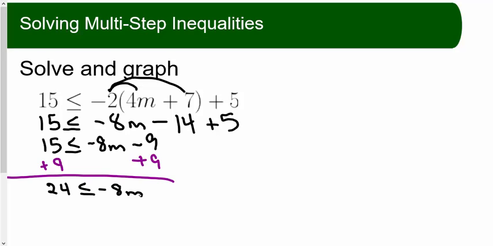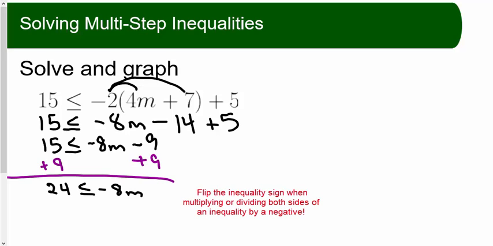Now here's the very important thing to remember about inequalities. I'm dividing both sides by a negative 8. What happens when I divide an inequality by a negative, or if I multiply both sides by a negative? Right? I have to remember to switch the symbol. So 24 divided by negative 8 is negative 3. But instead of less than or equal to, I've got to change that to greater than or equal to m.